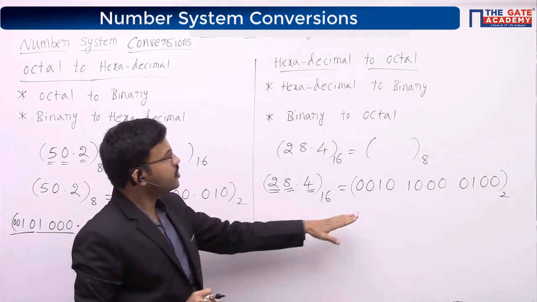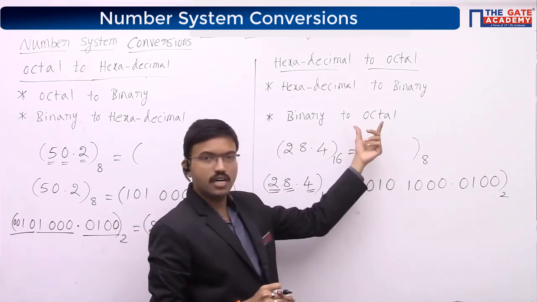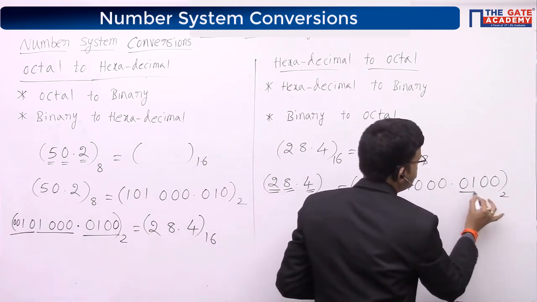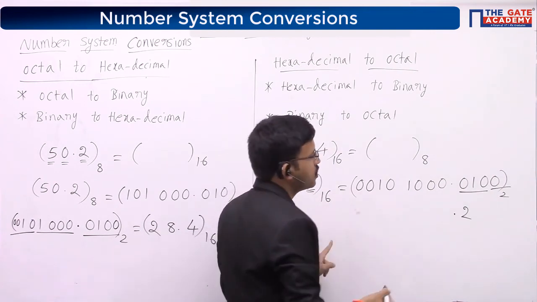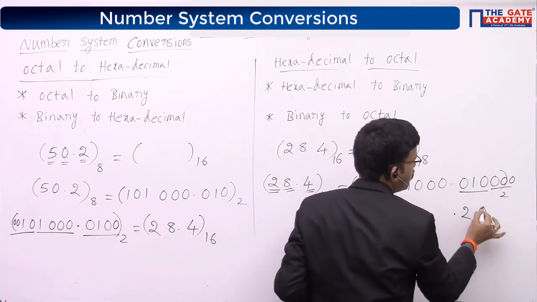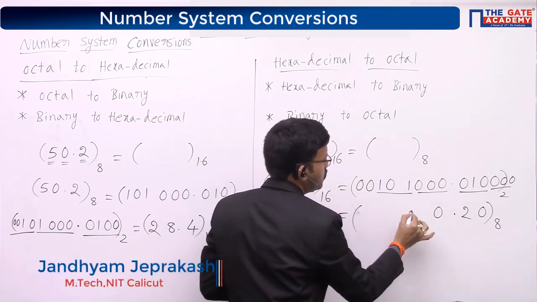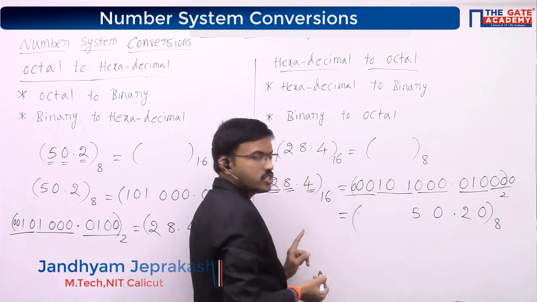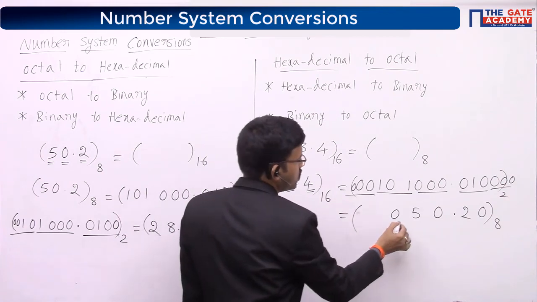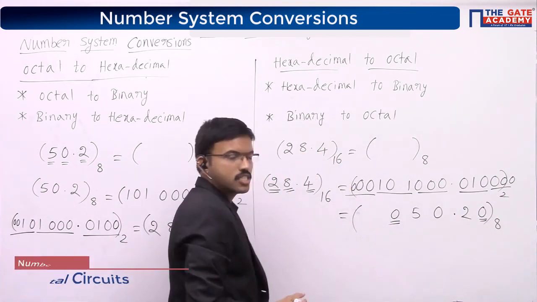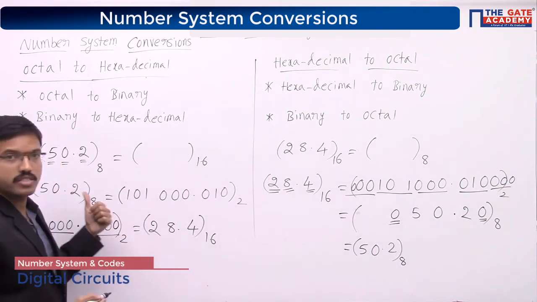Now, in order to get the octal number, I will do the grouping of 3 bits in order to get the octal digits, right? So here 010 is nothing but 2. Then you are getting zeros, so I will put 2 more zeros here. 000 is nothing but 0. Then 101 is nothing but 5. Here I will put 1 more 0. 000 is nothing but 0. So 050.20. This leading 0 is insignificant, and similarly the trailing one also is insignificant. So I will write this as 50.2 base 8. So I am getting the same answer.